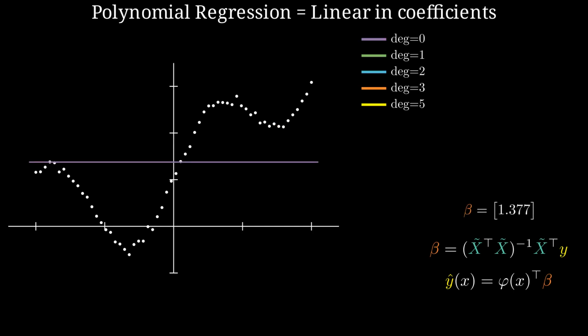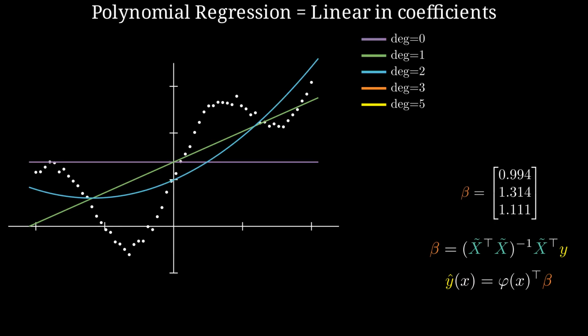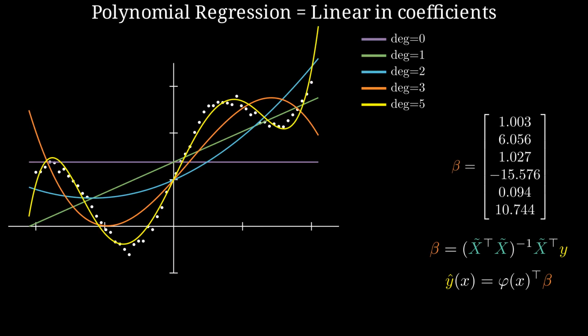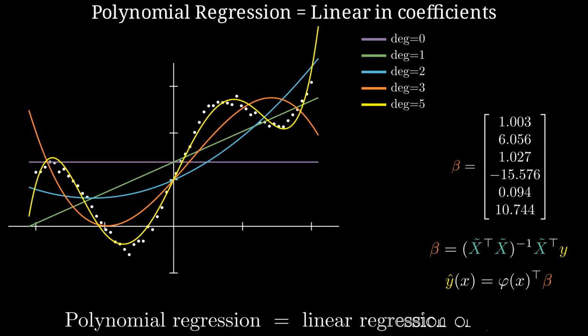Higher degree polynomials clearly have lower bias, but with a higher degree, you can sometimes start fitting noise, increasing variance. That's the risk of too much flexibility. The key takeaway? The only nonlinearity is in phi of x. Once you build those features, you're back to a linear model in beta. That's why we can reuse all linear regression tools, closed-form solvers, regularization, and so on.